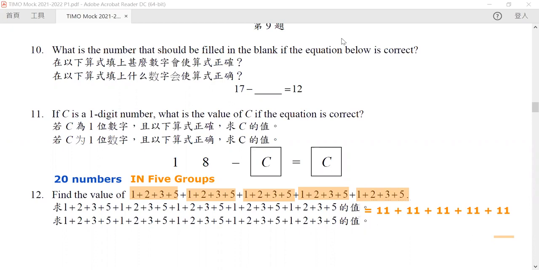This is equivalent to asking what's the sum of 5 11s. But we know that for adding 5 11s, the answer will be equal to 55, because you can add the 10th digits together. 1 plus 1 plus 1 plus 1 plus 1 is equal to 5. And then you can add the unit digits together. 1 plus 1 plus 1 plus 1 plus 1 is again equal to 5. So you will get an answer which is equals to 55. Okay. So let's go to our next question.